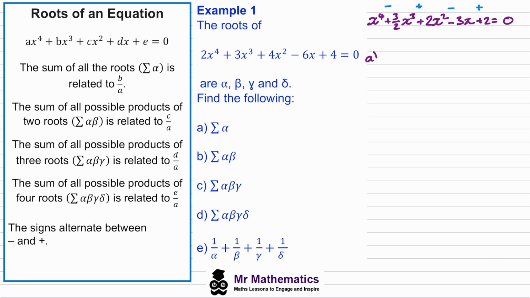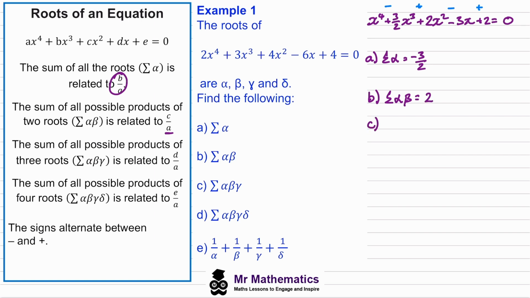So if we want the sum of the individual roots, which we denote as the sum of alpha, well, this will be b divided by a. And because it is a negative 3 over 2, the sum of alpha will be negative 3 over 2. And then for part b, the sum of all possible products of the two roots, alpha beta, well, this will be the c over a term, which is 2. So this will be equal to 2.